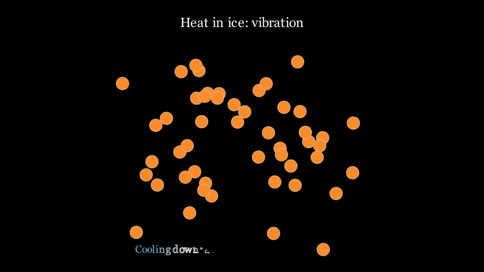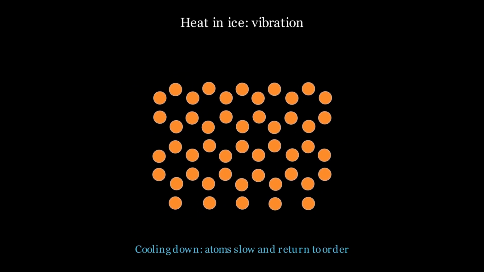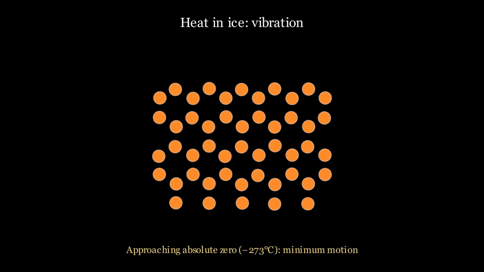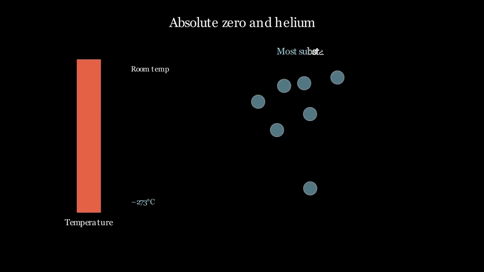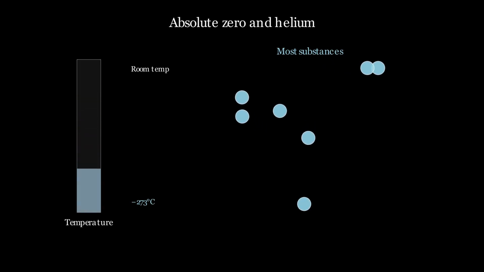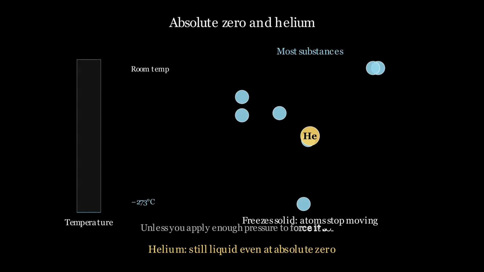When we decrease the temperature, the atoms vibrate slower and slower until at absolute zero, which is minus 273 degrees Celsius, the atoms hit their minimum motion, which is not zero, but still the minimum. This minimum amount of motion is not enough to keep most substances from freezing solid, with one exception: helium. Even at absolute zero, helium retains just enough motion to stay liquid, unless we increase the pressure enough to compress the atoms together and force it to solidify.